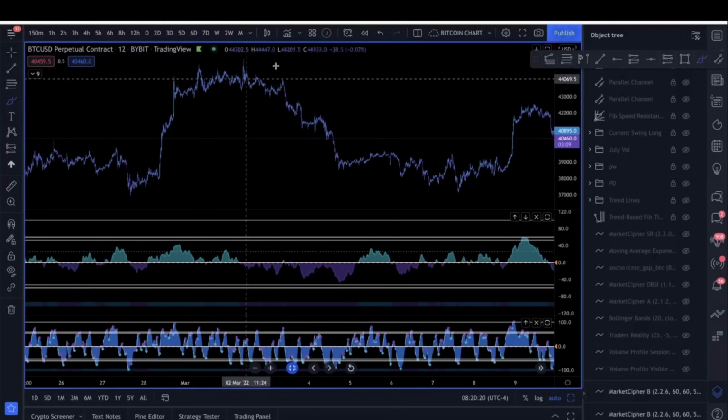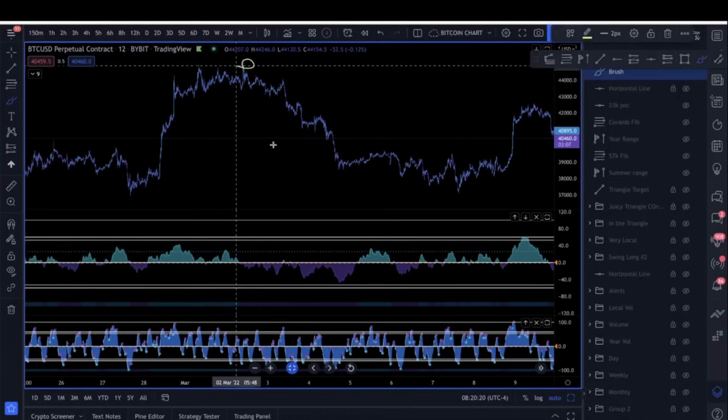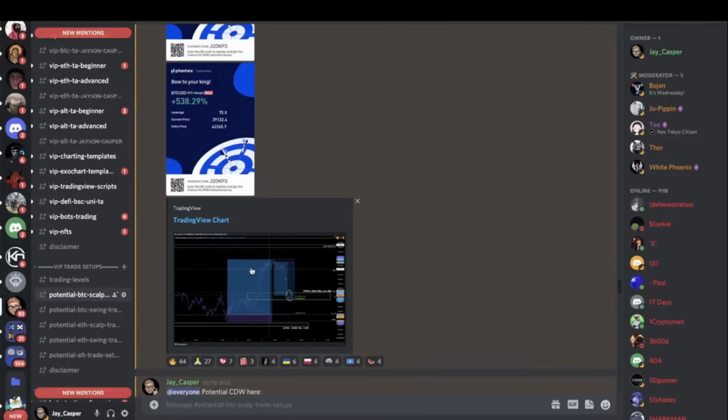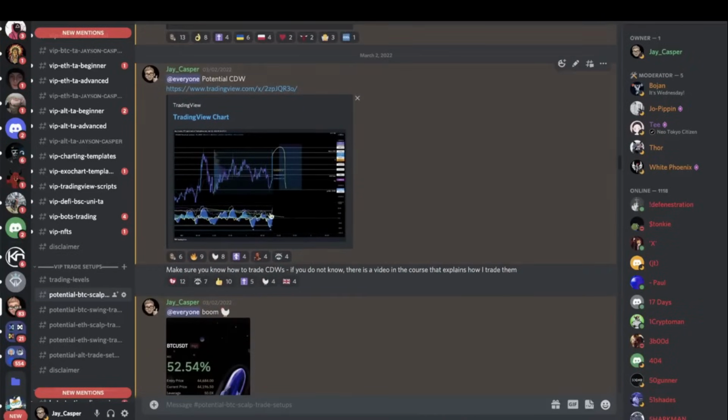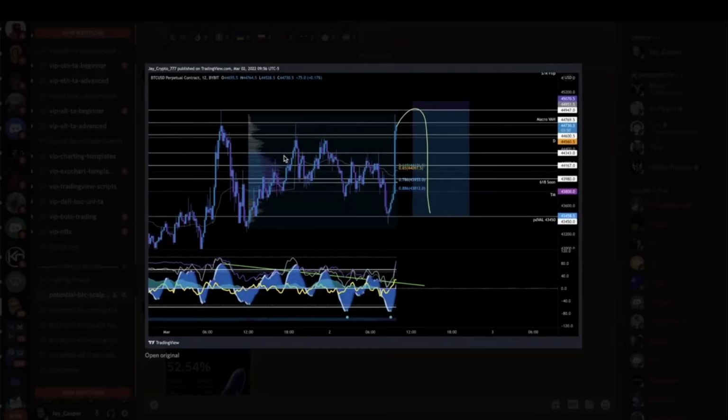This is also a trade setup that I did give in the VIP Discord. This was the potential setup I gave. Look at this. I was looking to come above 44.9 and then drop. Why? Because money flow and momentum on the 12-minute time frame was getting lower and lower as we were in this range, and I was looking for that divergence to play out.